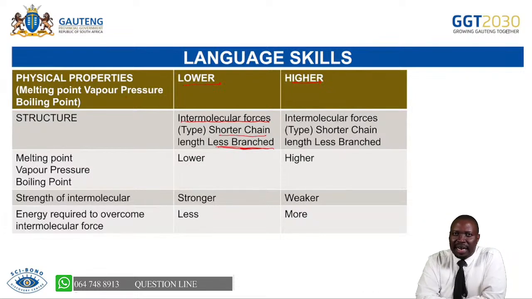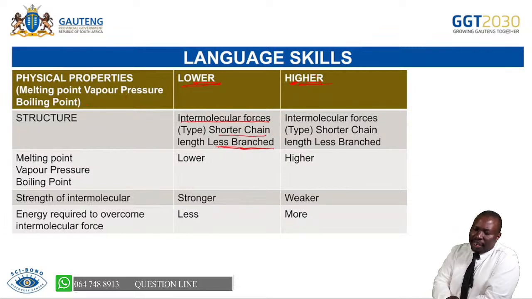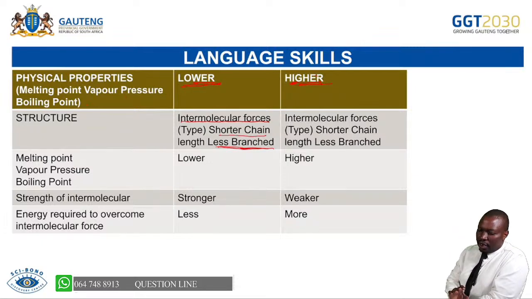We are losing the science there. So hence we are saying this scientific language is important, that you use the right language. When you say melting point, you compare it as being lower or higher, vapor pressure lower or higher, boiling point lower or higher. When it comes to the structures, I've talked about it already, you are going to look at the intermolecular forces, the functional group, the chain length, and the branch.